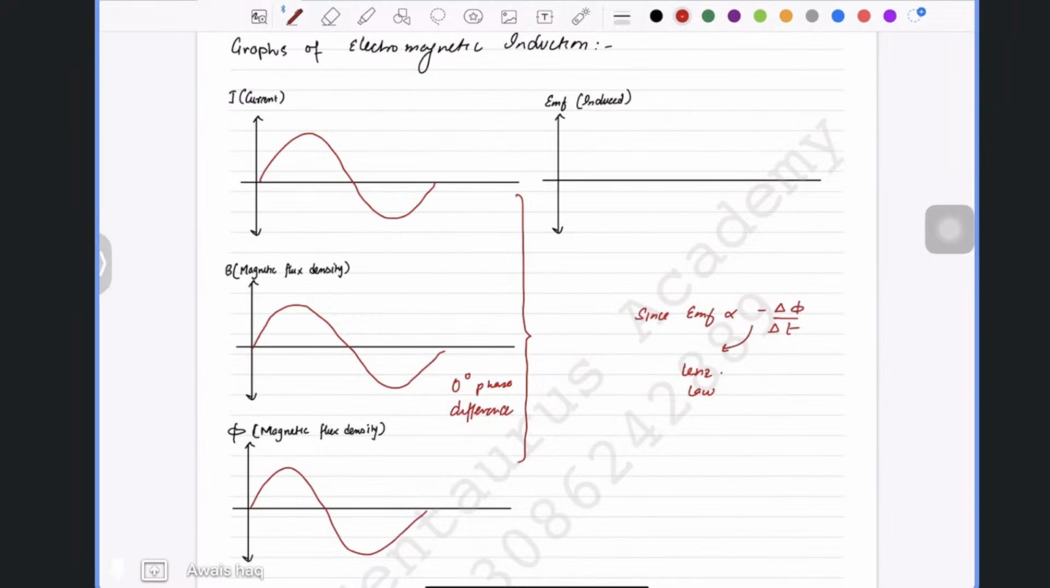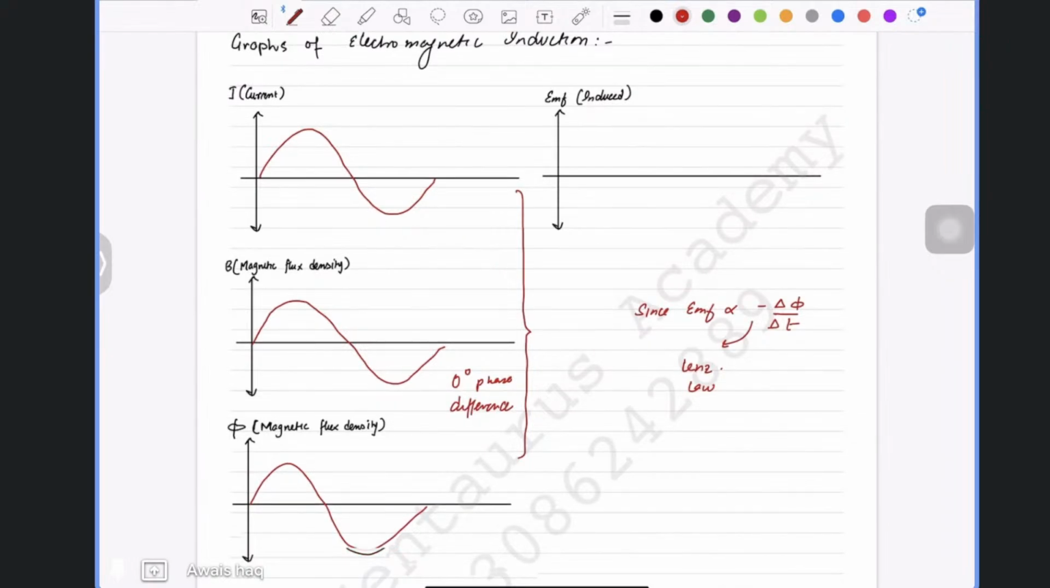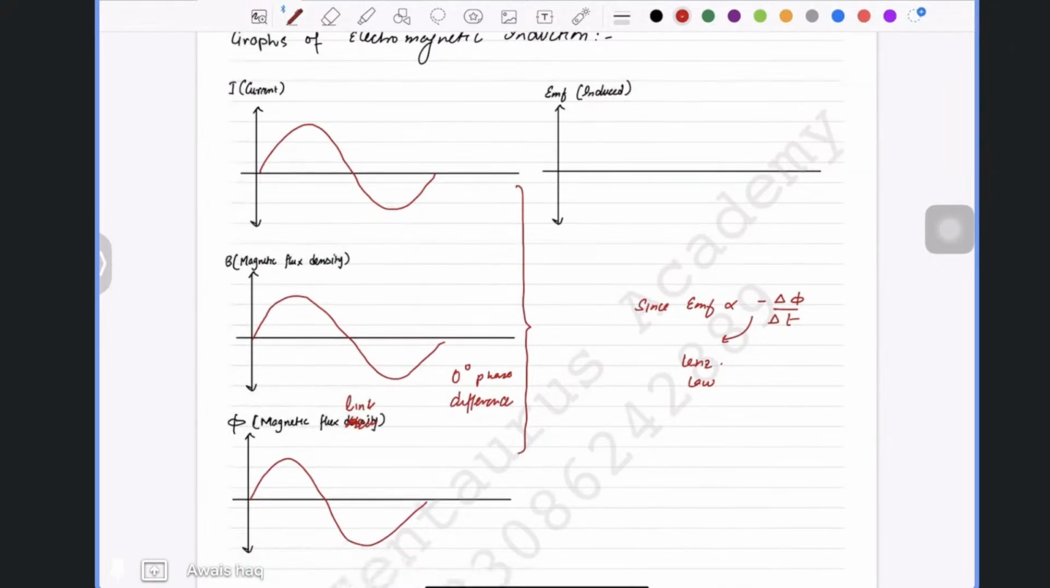Okay, so I'm saying current, magnetic field density, and magnetic flux linkage. Okay, here I've written density, please correct it, it should be linkage. Alright, so in the PDF it's wrong. They're all in 0 degree phase difference because they're happening together. Is it clear?